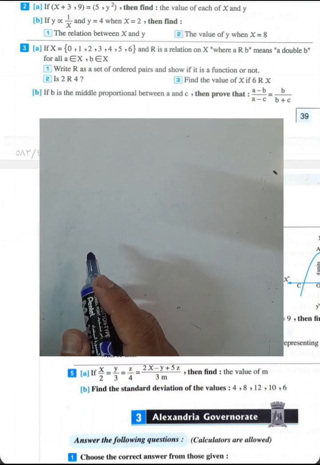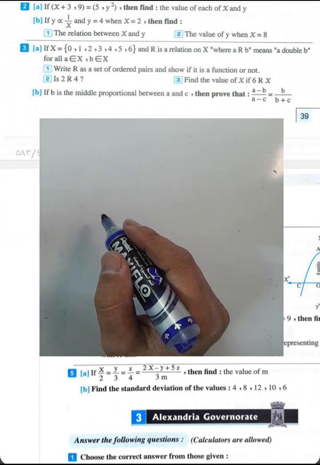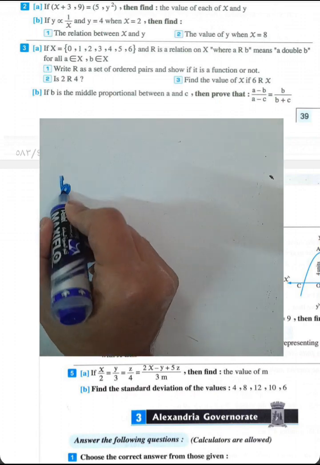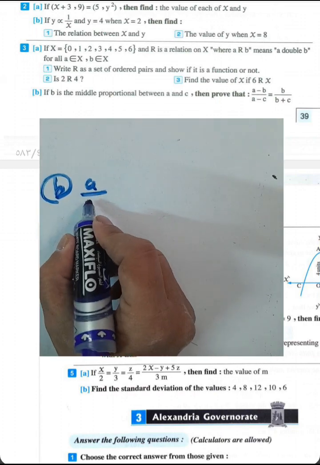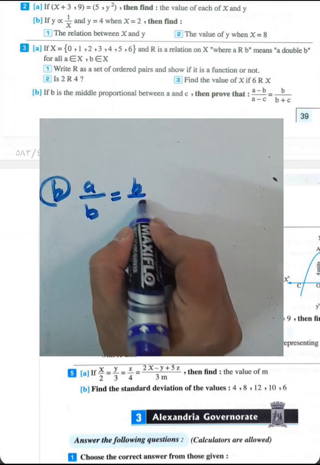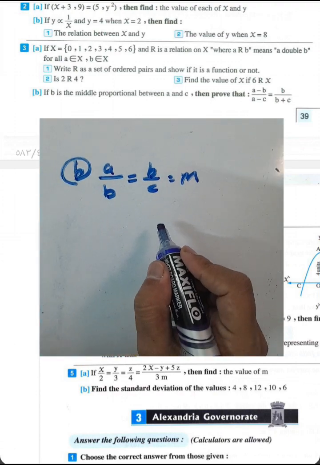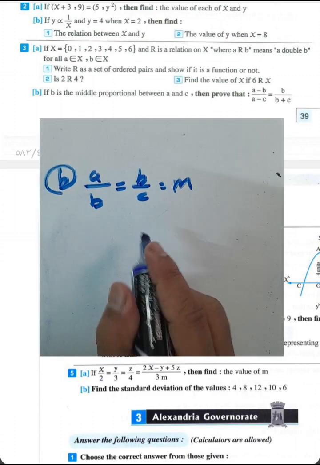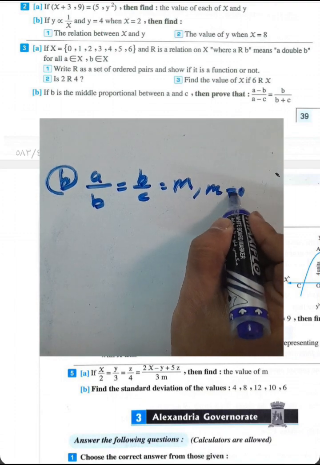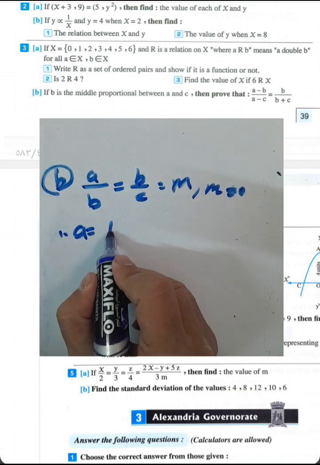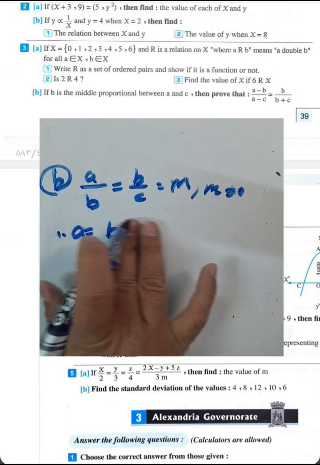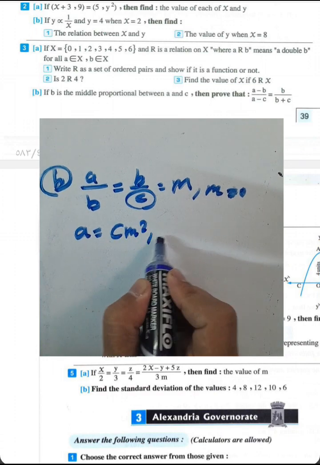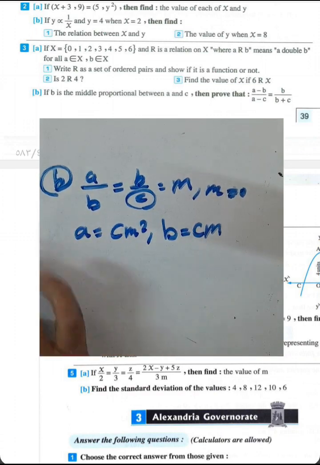Question letter B: if B is the middle proportional between A and C, then prove that left hand side equals right hand side. Look with me: A over B equals B over C. I will put M, because B is the middle proportional between A and C, and M is not equal to 0. Then A will be B times M. We can write C as unknown, so A equals Cm squared and B equals Cm.